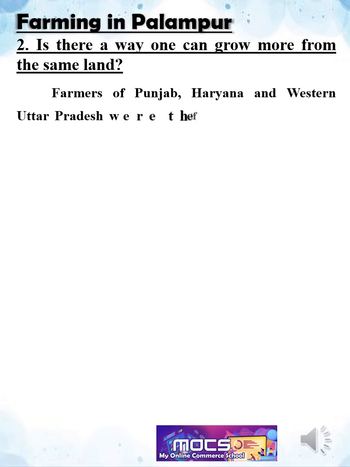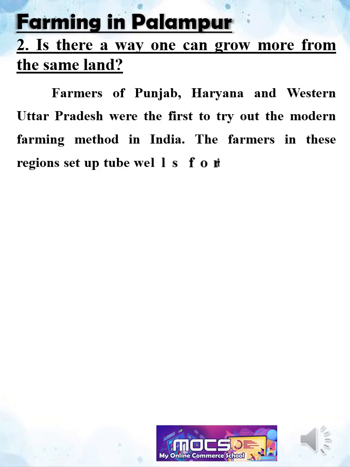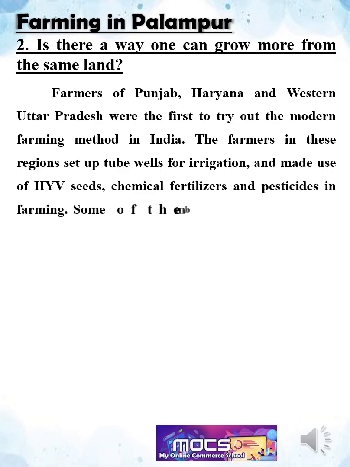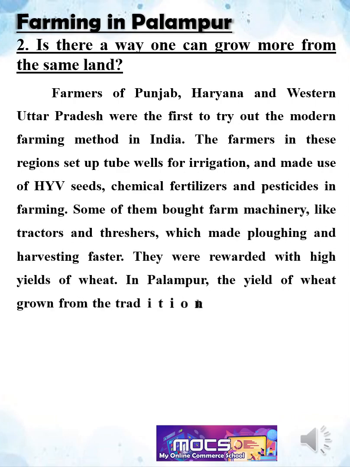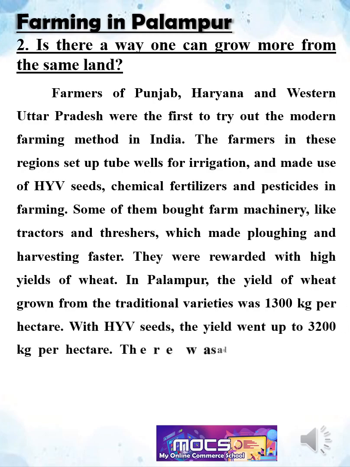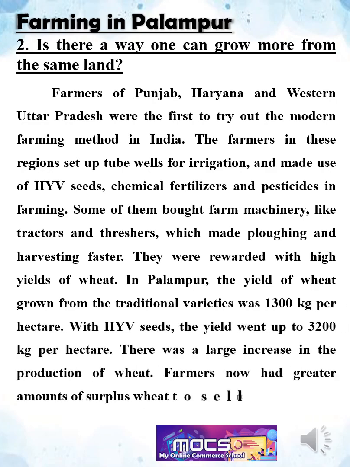Farmers of Punjab, Haryana, and western Uttar Pradesh were the first to try out the modern farming method in India. The farmers in these regions set up tube wells for irrigation and made use of HYV seeds, chemical fertilizers, and pesticides in farming. Some of them bought farm machinery like tractors and threshers, which made plowing and harvesting faster. They were rewarded with high yields of wheat.